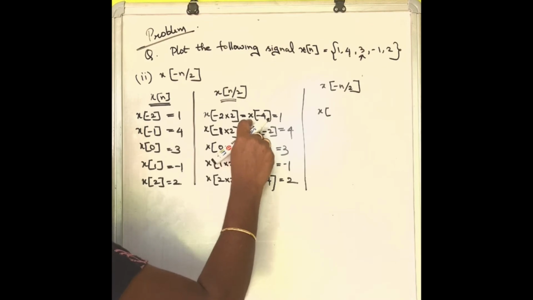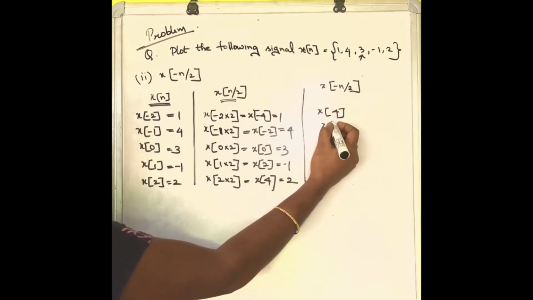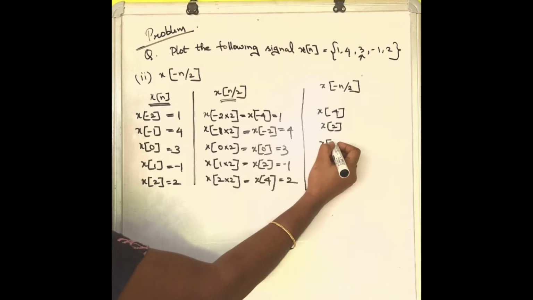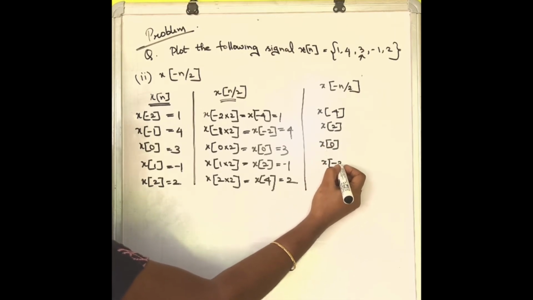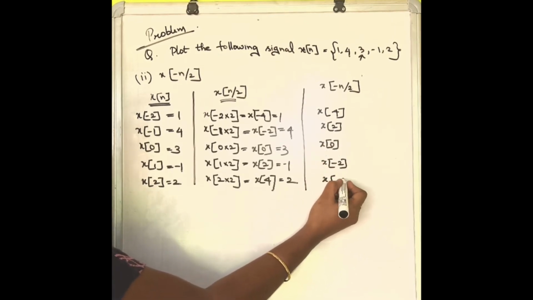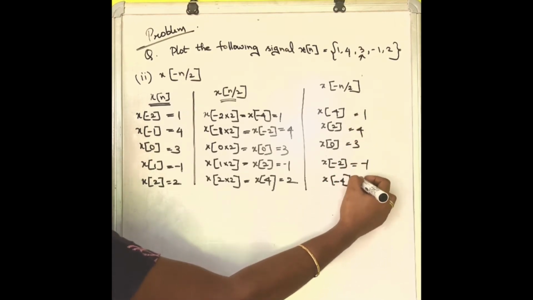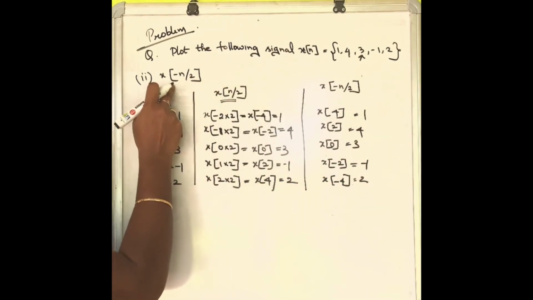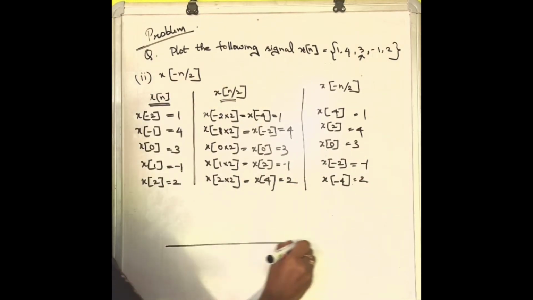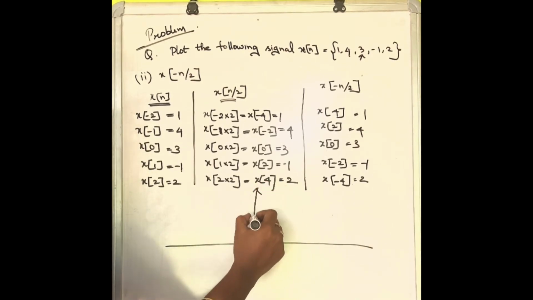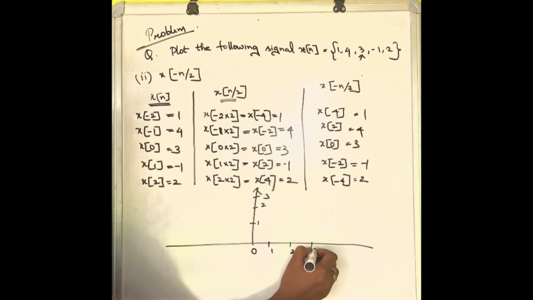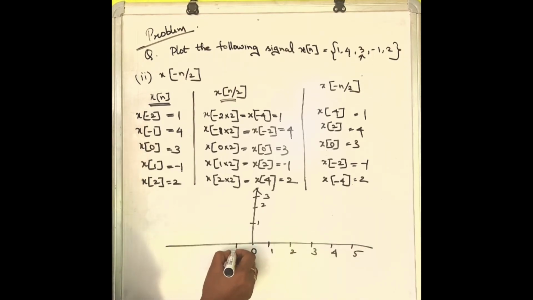So now your x of minus 4 becomes x of 4, x of 2, x of 0, x of minus 2, x of minus 4. There is no change in the amplitude. The amplitude is same. Now we have got for x of minus n by 2. Now let's draw. Okay. Here it's 1, 2, 3. 0, 1, 2, 3, 4, 5. 1, minus 1, minus 2, minus 3, minus 4, minus 5.